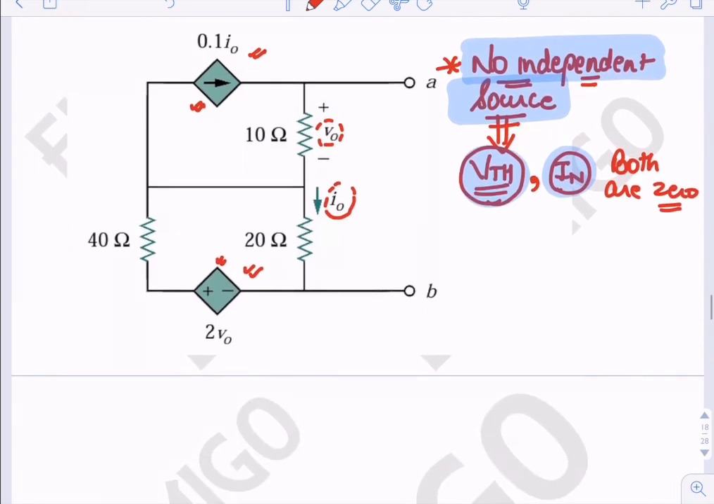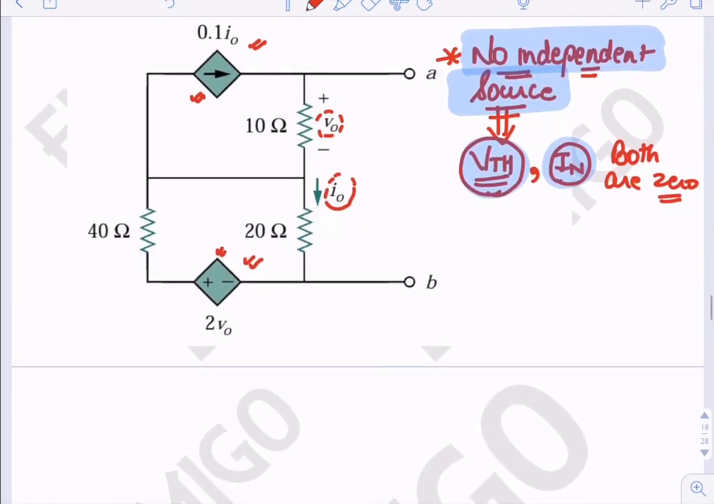Okay, now let's solve the circuit. Since I have to copy the figure, I am rubbing all these things. Okay, so now let me copy the figure.